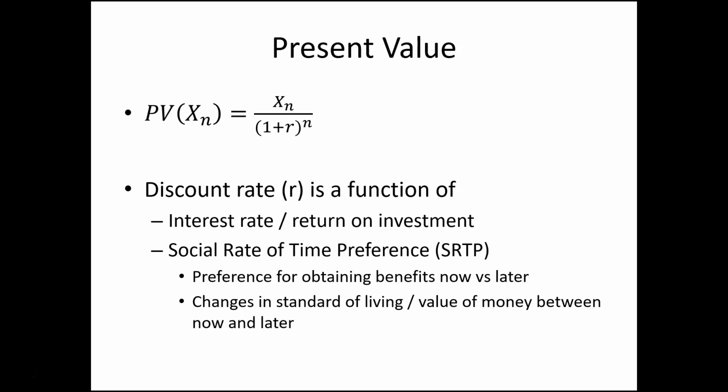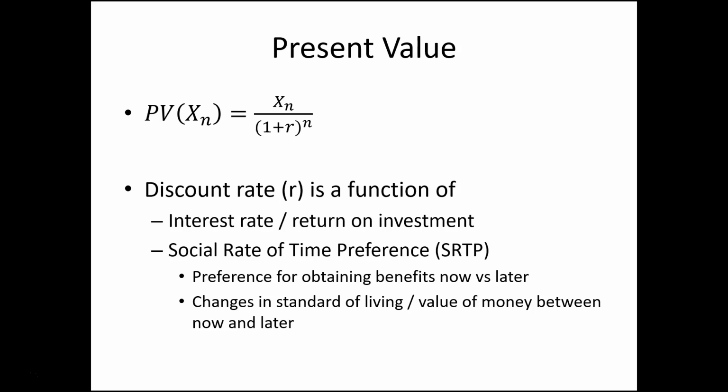And then there's this other piece of the social rate of time preference, which is our changes in standard of living, or the value of money between now and later. If economic progress continues, then people generally will be richer several years down the road than they are today. And as we just discussed, the value of money to a rich person is different from the value of money to a poorer person. And so the value to me of $100 10 years from now may be different than the value to me of $100 today, just because 10 years from now I may be richer. I may have a higher standard of living.